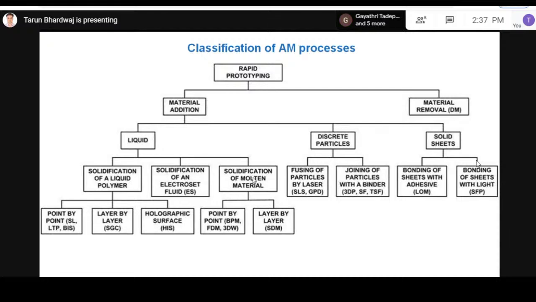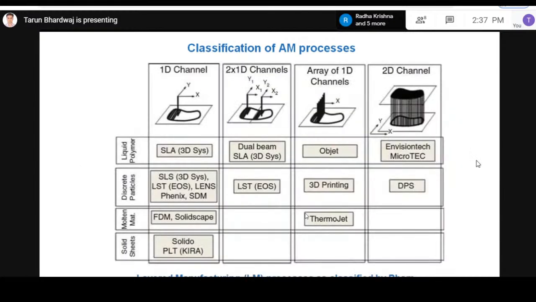And when we talk about the solidification of a molten material, we are using FDM, 3DP, and similar machines. These are the basic machines, and I will talk about them here.